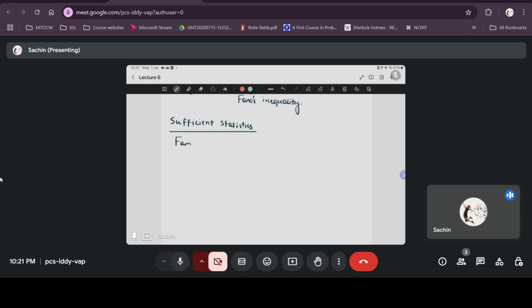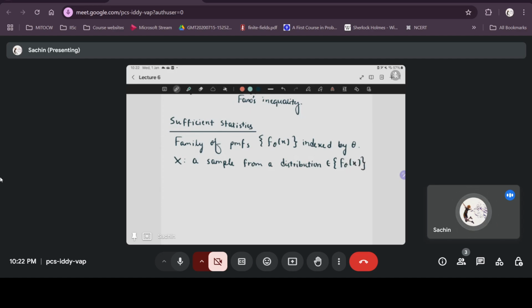So suppose you have a family of PMFs indexed by a parameter theta, and X is a sample from a distribution that belongs to this family f theta of x. That is, you have a random variable x. That random variable can be drawn from different types of distributions. So, which distribution x takes is decided according to some parameter that we call theta.